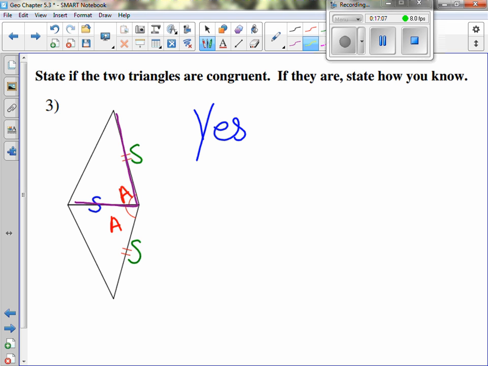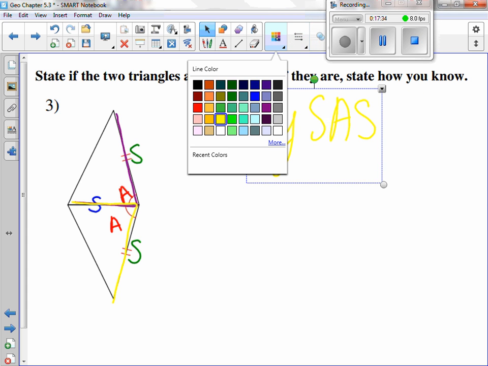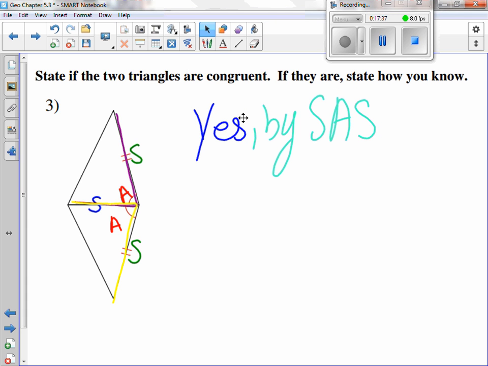Now let's follow the other triangle. Let's follow the same path. So this is the side I started with, yes? On the other one? Side, angle, side. Do they follow the same path? Are the same things congruent in the same order? Yes? So they are congruent by side, angle, side. Questions on this here? Any questions on any of this so far?